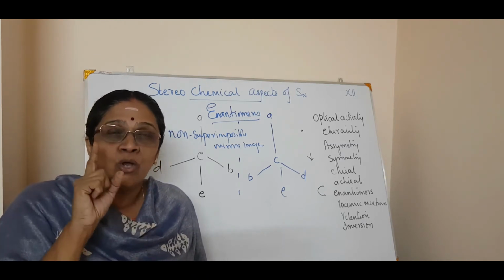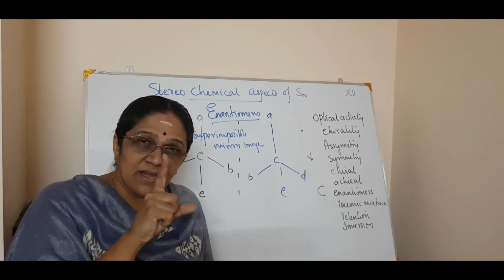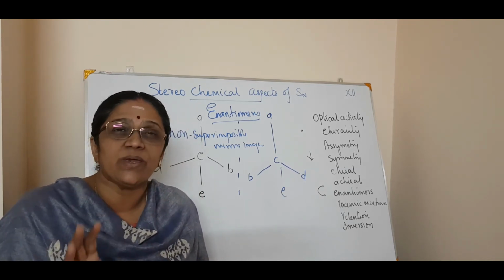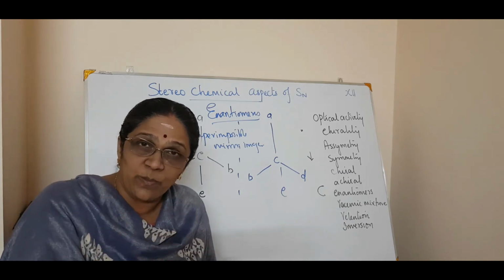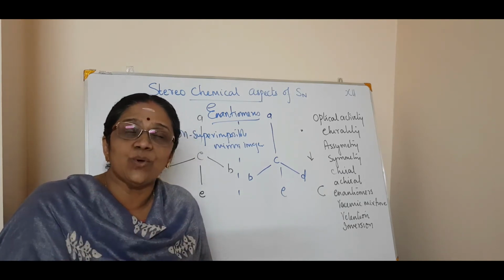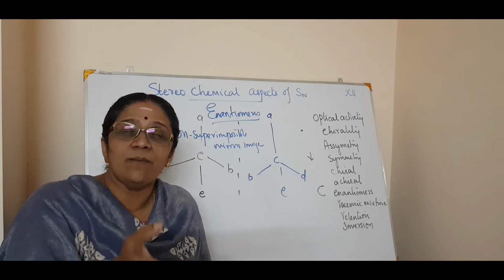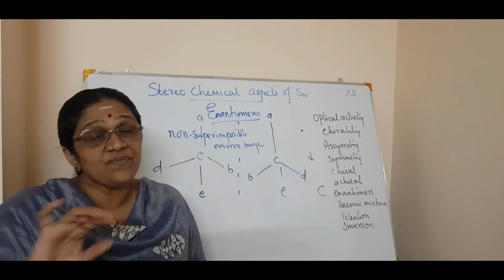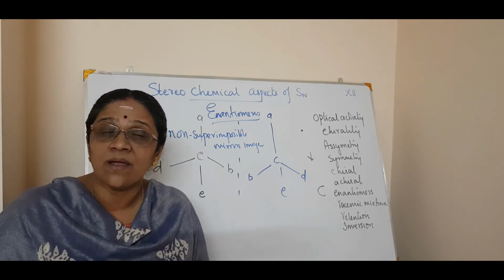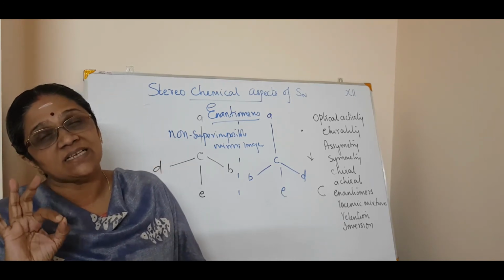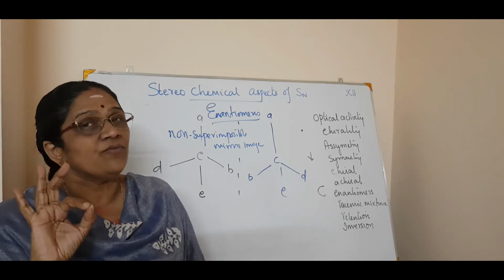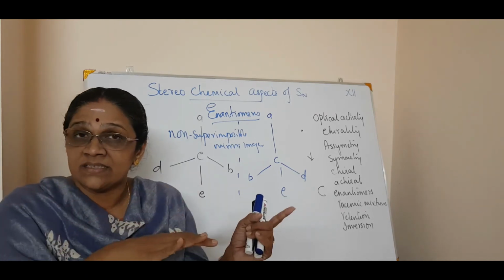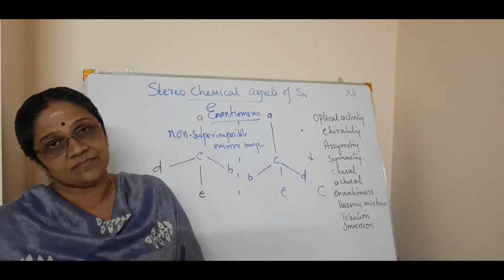Enantiomers are two stereoisomers whose mirror images are non-superimposable. They have almost all physical properties the same, but the only difference is the degree of rotation. If one rotates to the right, definitely the other will rotate to the left. Is it clear?